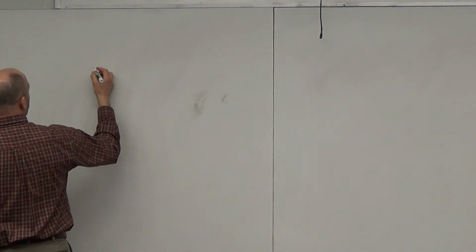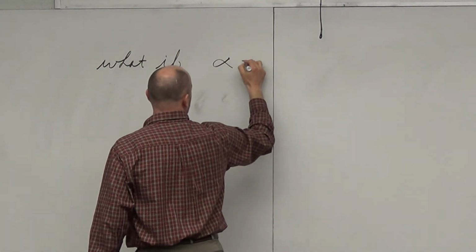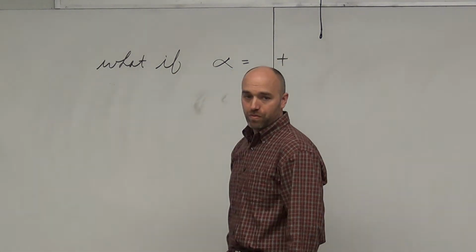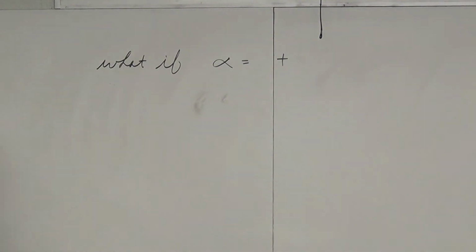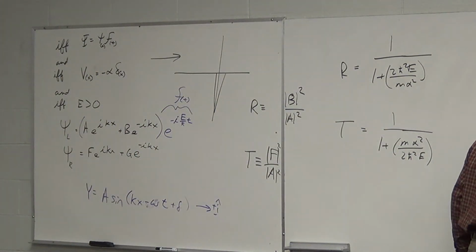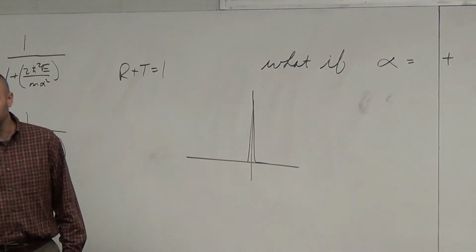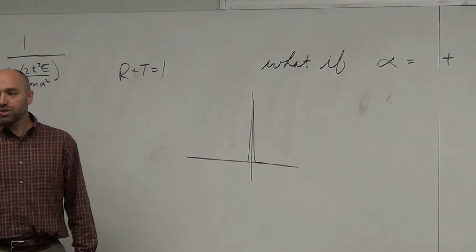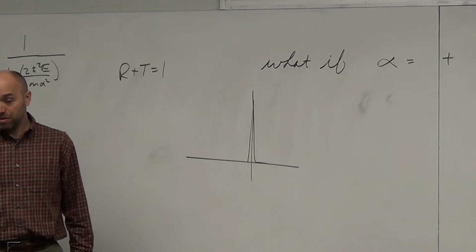What if alpha was positive, what does that change in this whole scenario? That means the well is a tower now. So instead of having a negative alpha, which gives us a well, what if we had a positive alpha, it gives us a mountain. So now our well is not a well anymore, now it's a barrier. How tall is this barrier? Infinitely tall. What's going to go over the top of this barrier? Hopefully nothing. Nothing should go over.